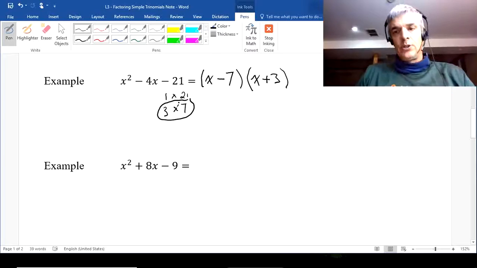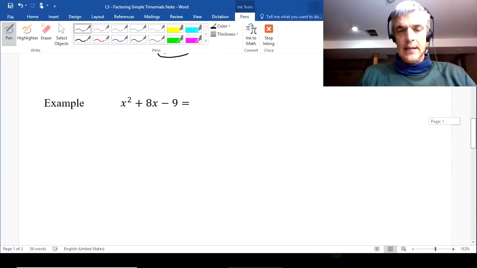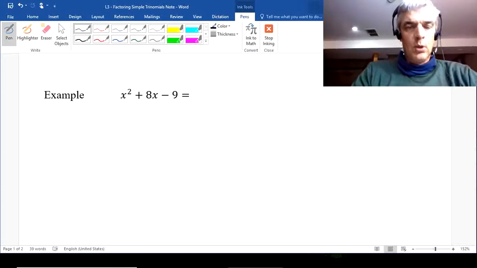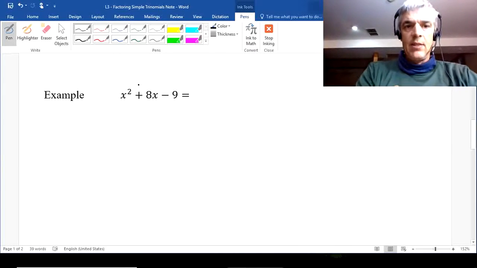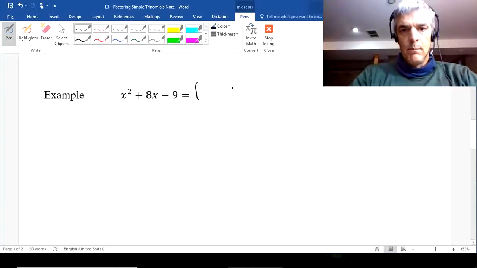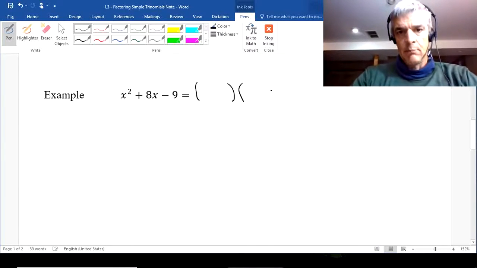All right, let's go to one more example, and that'll wrap it up for these simple trinomials factoring. Once again, three terms: x squared plus 8x minus 9 are the three terms. So therefore, brackets can be set up right away. And I can stick my x's in.